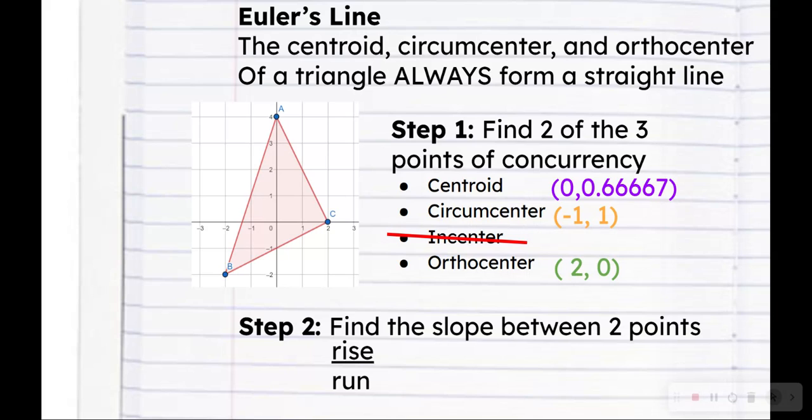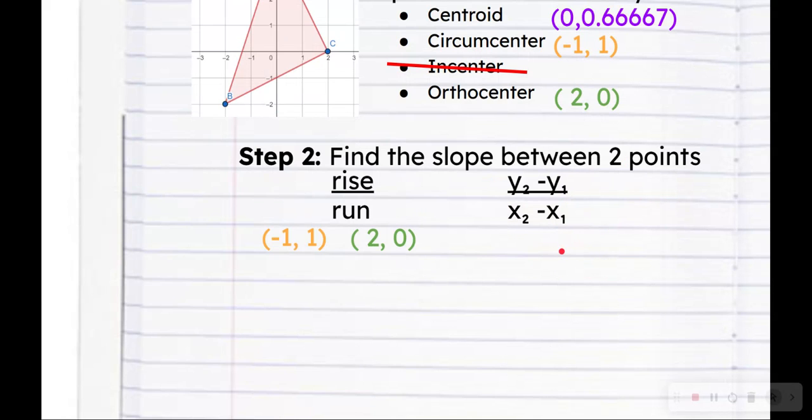So I could use rise over run, but I don't have these 2 points on the same graph right now. So I'm going to use y2 minus y1 over x2 minus x1. My 2 y values are 1 and 0. My 2 x values are negative 1 and 2. When you plug it in, make sure that you plug it in correctly and that you simplify your fraction. So I have negative 1/3 as the slope of my line.